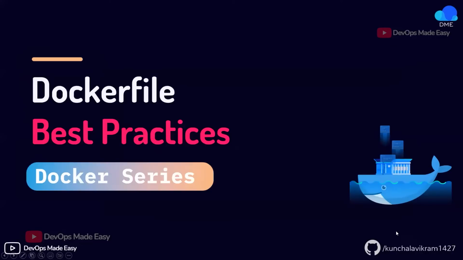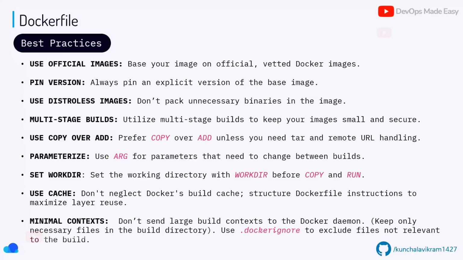So in the previous session, we talked about parallel builds, exporting binaries, multi-stage builds, multi-platform builds. So almost we are done with understanding the Dockerfiles. Now let's see what are the best practices that we need to follow while writing these Dockerfiles.